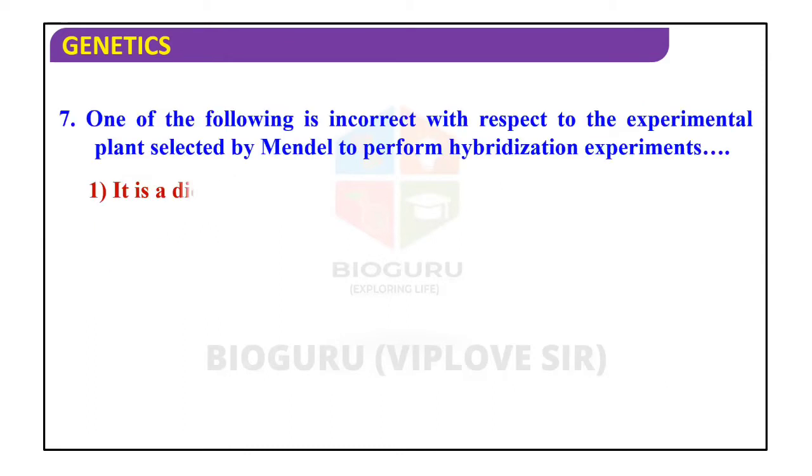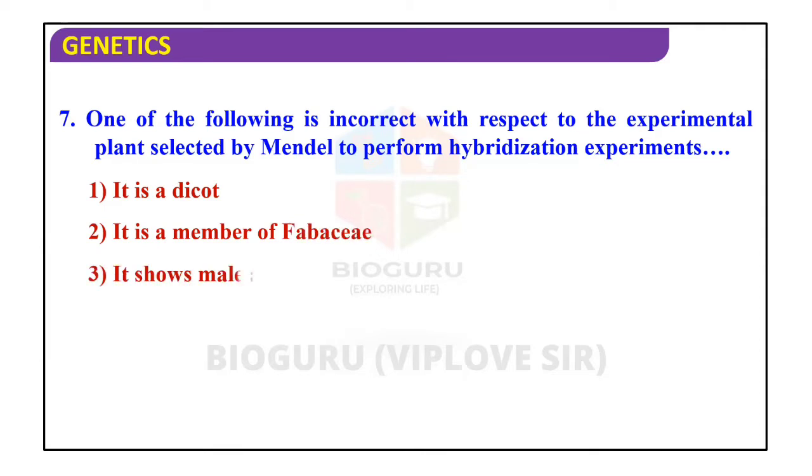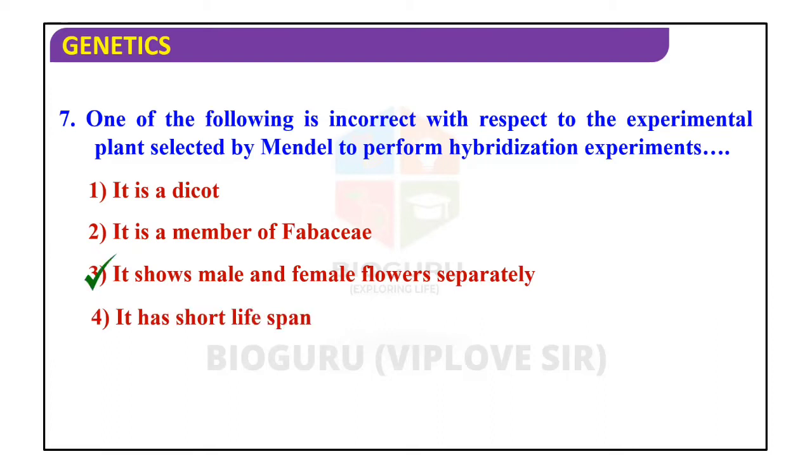Which one of the following is incorrect with respect to the experimental plant selected by Mendel to perform hybridization experiments? It is a dicot. It is a member of Fabaceae. It shows male and female flowers separately. It has a short lifespan. Yes, it shows male and female flowers separately is the incorrect statement.